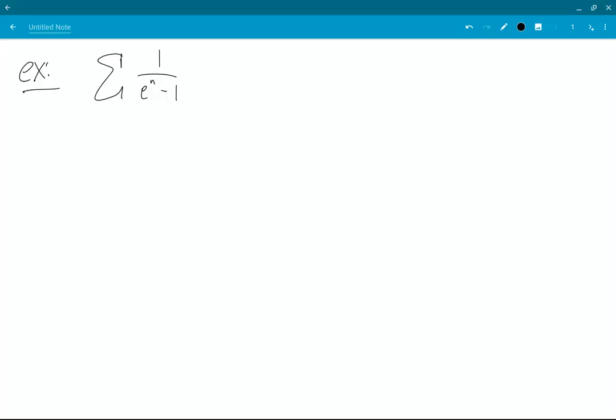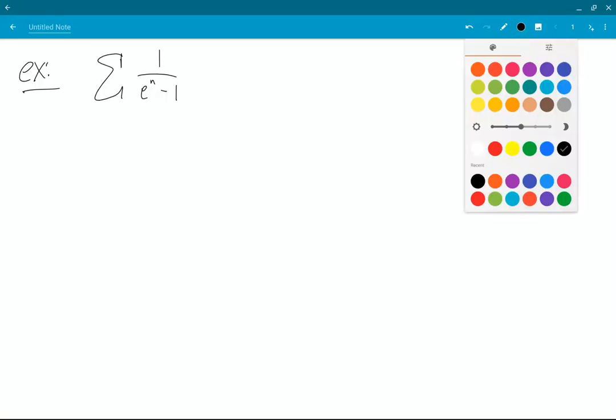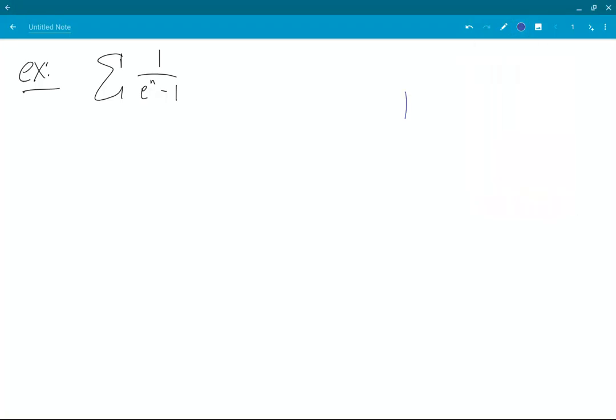Okay, let's try to do a comparison test on this one. So thinking on the right-hand side, this is going to be similar to just 1 over e to the n, which you can write like that, when n is large.